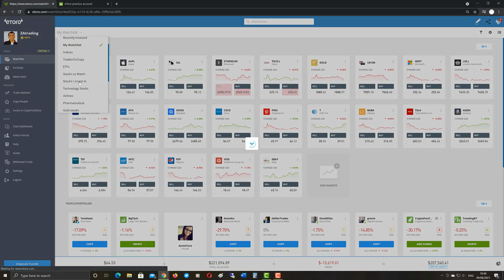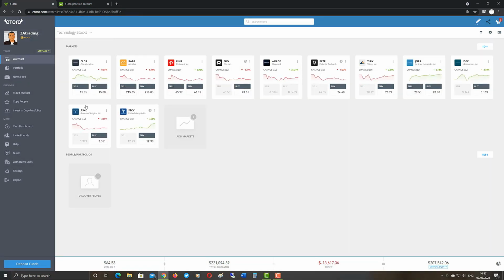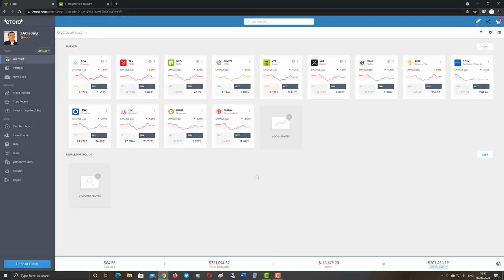I can now go in and say, okay, I want to look at my technology stocks. Here are the technology stocks that I am currently invested in. I can go into the airline stocks, the pharmaceutical stocks. Let's take a look at the cryptocurrencies that I am invested in most in my portfolio. So these are all the cryptocurrencies available on eToro, and you can invest in any one of those.